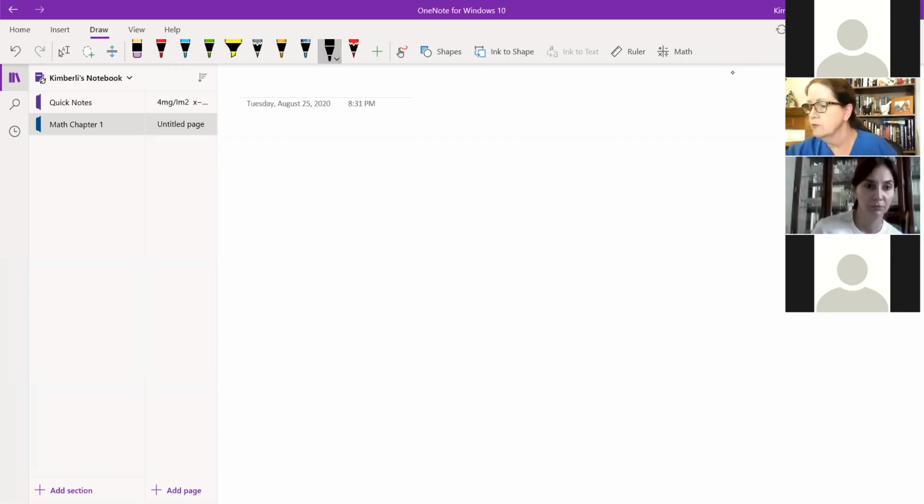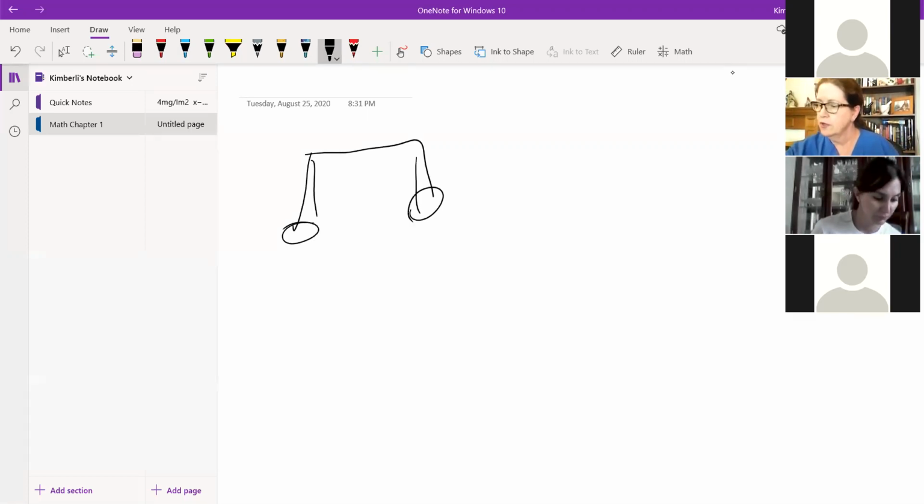Gotta have a pencil point. We would have a scale, and we would put little, see if I can do this and make it look a little bit better.